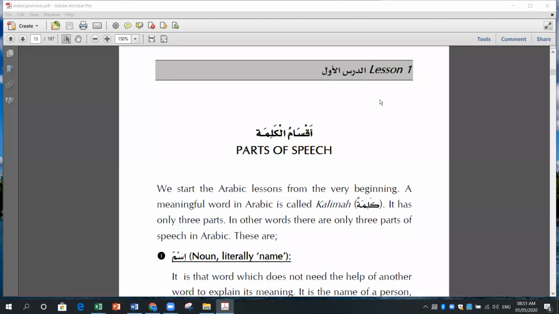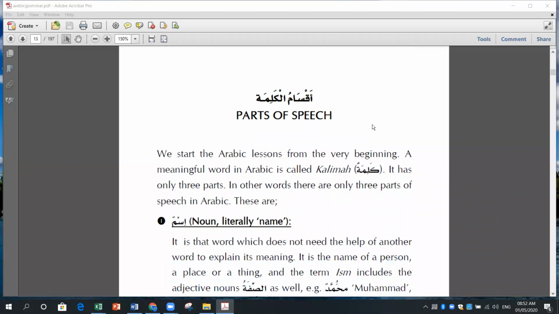Okay, so in the first class, we just learned about the parts of speech. Definitely, when we are going to understand sentences and words, we have to recognize different parts of that speech. And we saw that there are three main parts of speech in Arabic.